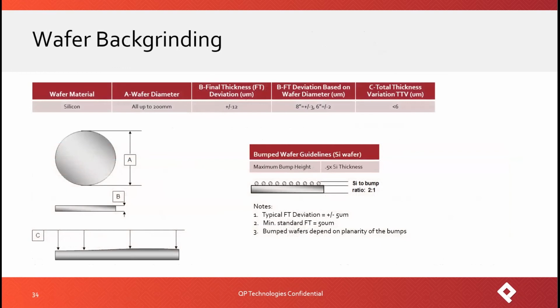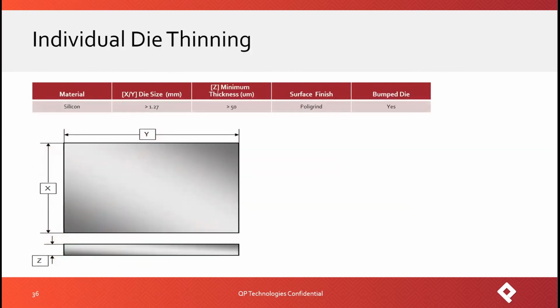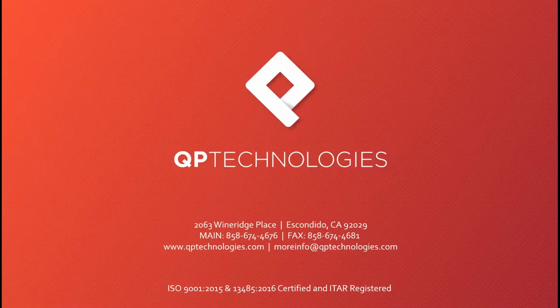As far as wafer backgrinding goes, here are some details of what our capabilities are. Dicing guidelines, and I mentioned the individual die thinning. We do this, and I should also mention that we thin bumped and non-bumped. And that concludes it.